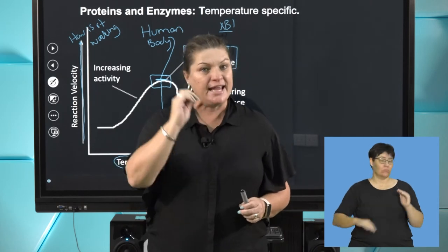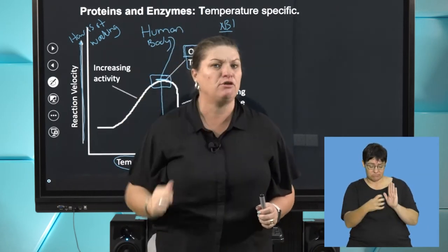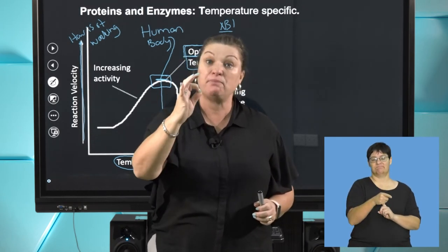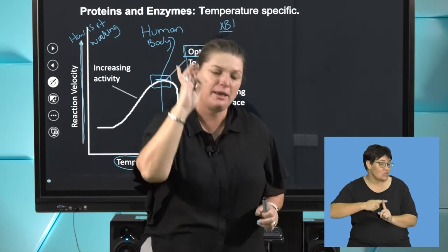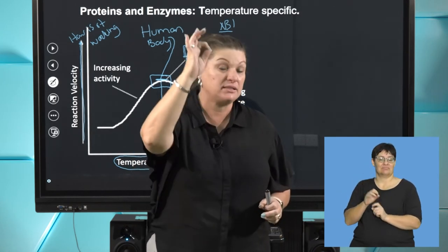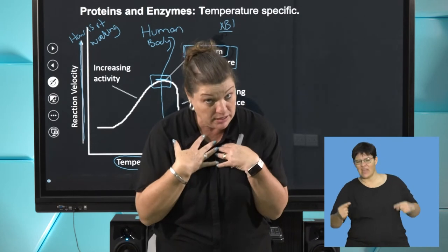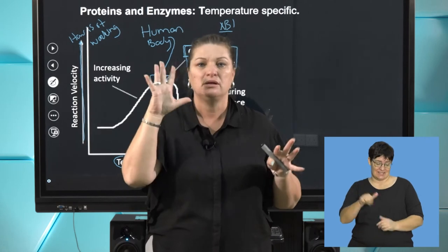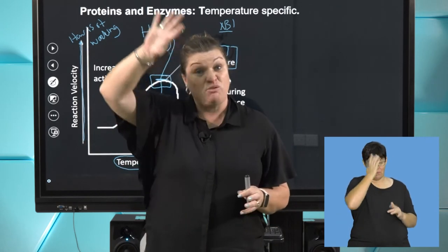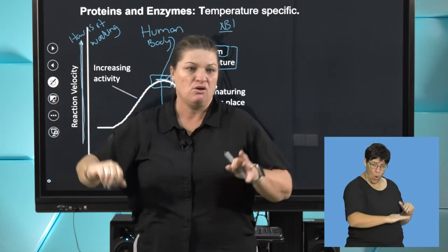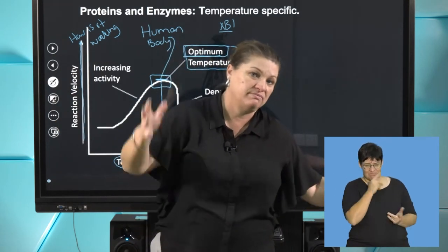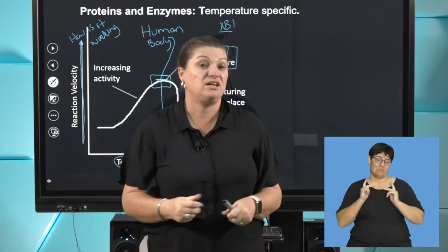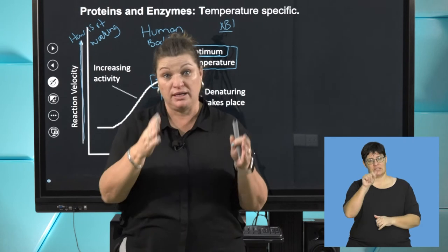So enzymes at the top of our graph: optimum, best. That is the best temperature for that particular organism. We're using us, other organisms might be different, but for us, 36.6 is good. And that is why if we have a very high temperature or a very, very low one, things start to not work. And what happens? Serious things could happen to our body. So we want to keep it at that.